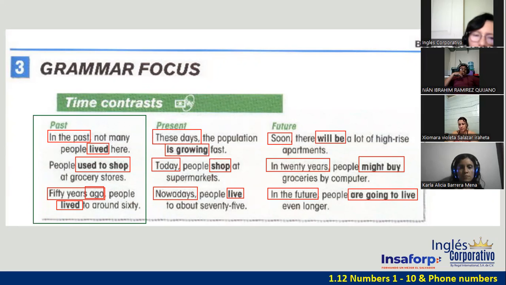Pero eso sería una oración en pasado. I visited Suchitoto City last year. In the past, it was more safe, quizás. It was safer. In the past, it was safer to walk on the street, Gisela. In the past, it was safer to walk on the streets.